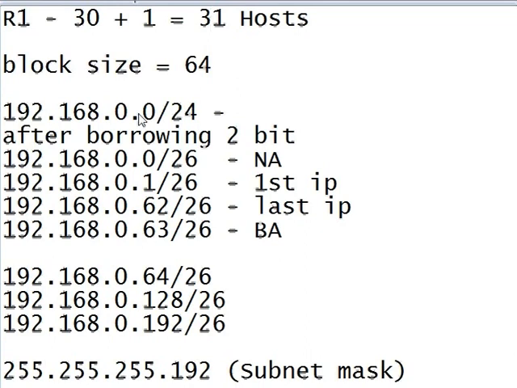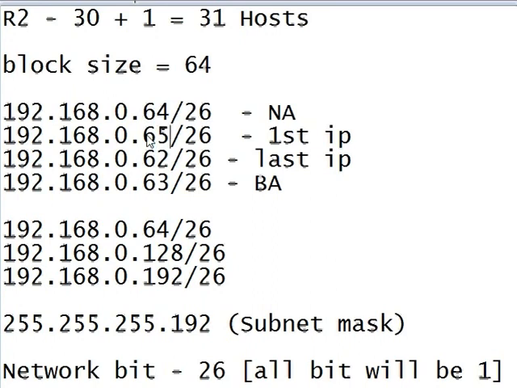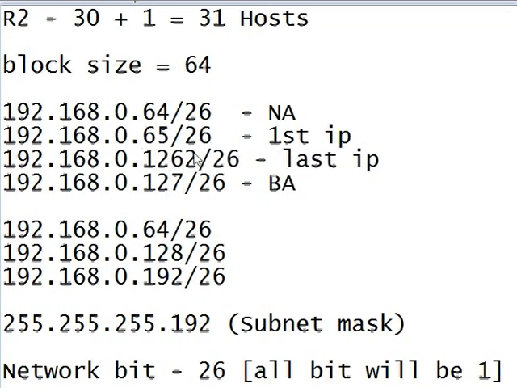Since this is for router 2, and the block size is 64, I have to go for the next subnetwork, which is 64. The first IP will be 65, that I will always give to the router. The last IP will be 126, because 127 is the broadcast IP. So that is my subnet mask all about.